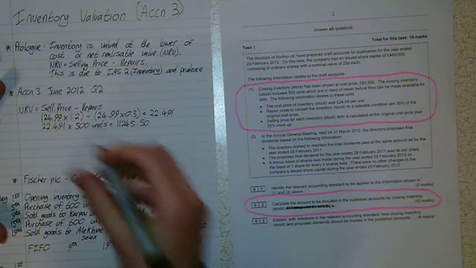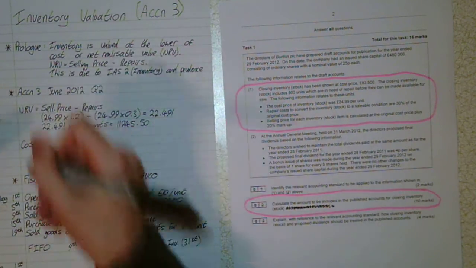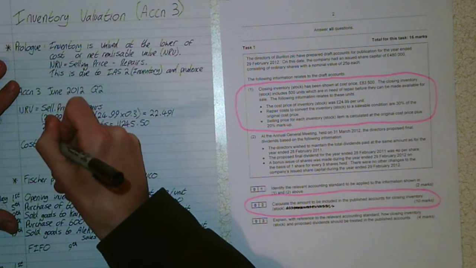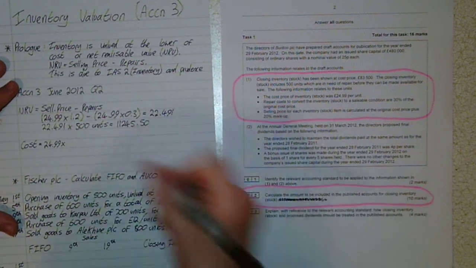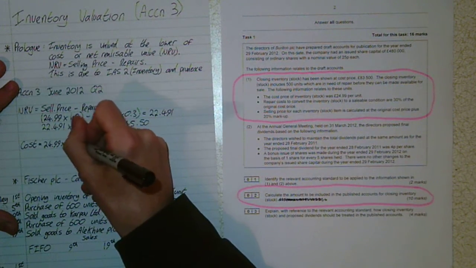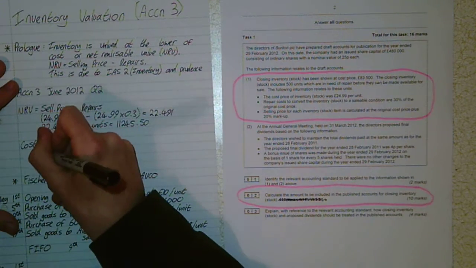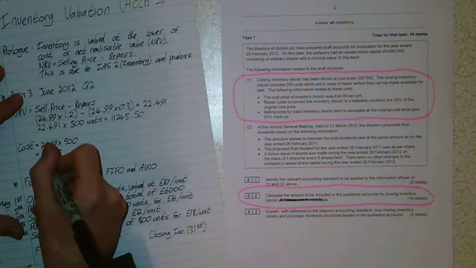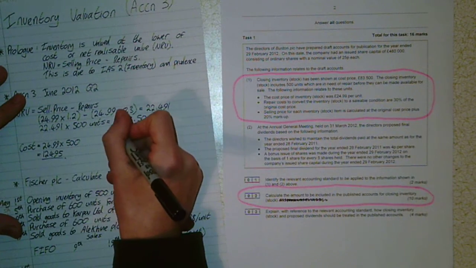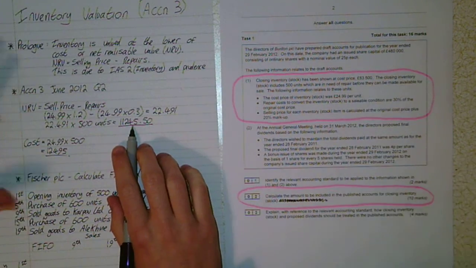Easy enough. The cost figure, well, that's really easy. It's just the cost we had to buy it at, $24.99, times by 500 units. So what's that? That's just 12,495. So now what I need to do is compare this cost figure with this net realizable value figure. And you notice that this one's obviously smaller.